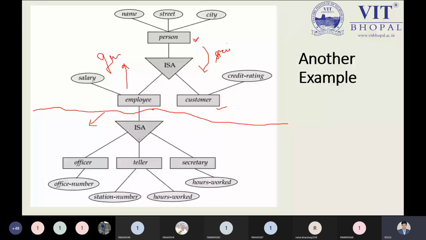So an employee could be officer, tailor, or secretary. Okay, so secretary can have the work, but tailor can have the station number and work, and some kind of post we can say. An officer has the officer number. So I'm saying, as a person database, I'm taking a real example.